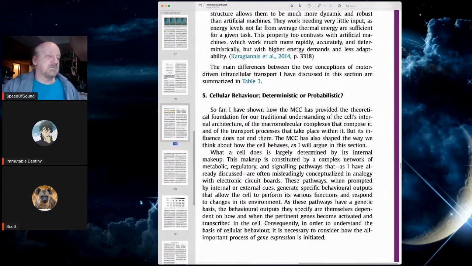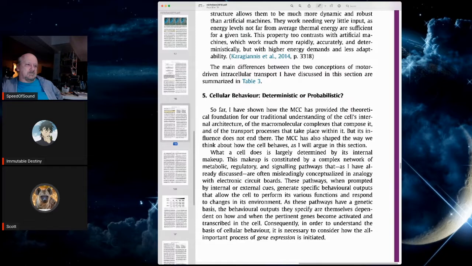Cellular behavior, deterministic or probabilistic? So far, I have shown how the MCC, which is the machine concept of the cell, has provided the theoretical foundation for our traditional understanding of the cell's internal architecture, of the macromolecular complexes that compose it, and of the transport processes that take place within it. But its influence does not end there. The MCC has also shaped the way we think about how the cell behaves, as I will argue in this section. What a cell does is largely determined by its internal makeup.